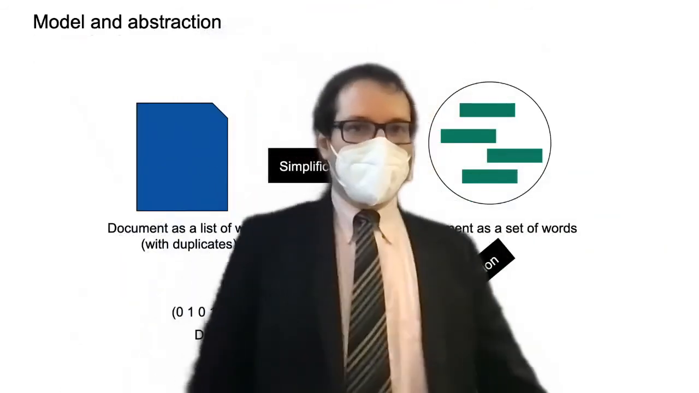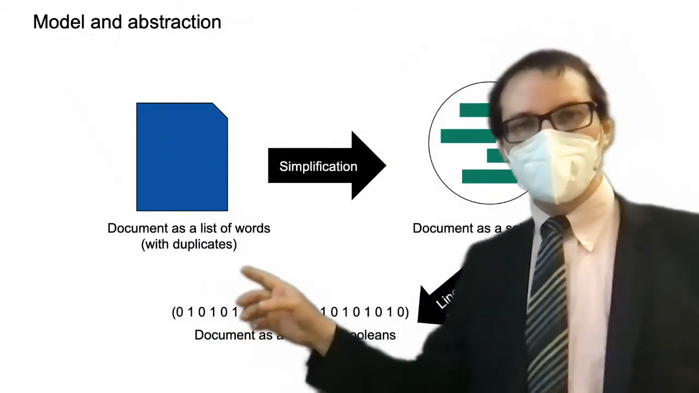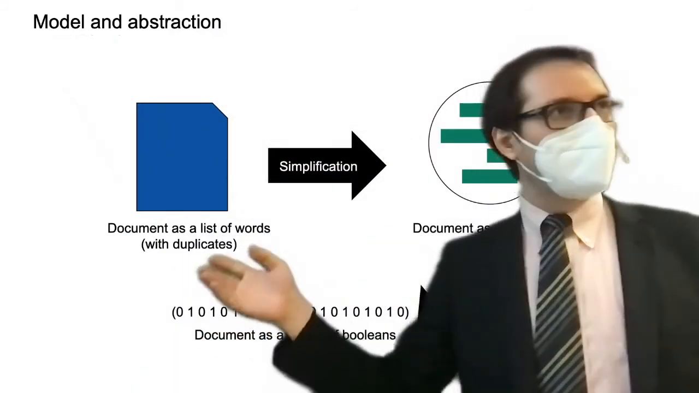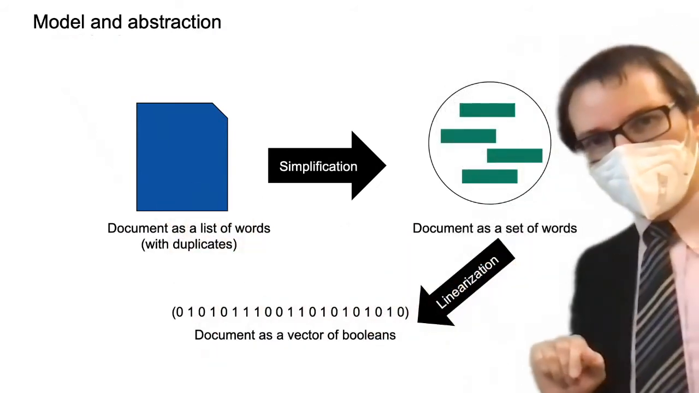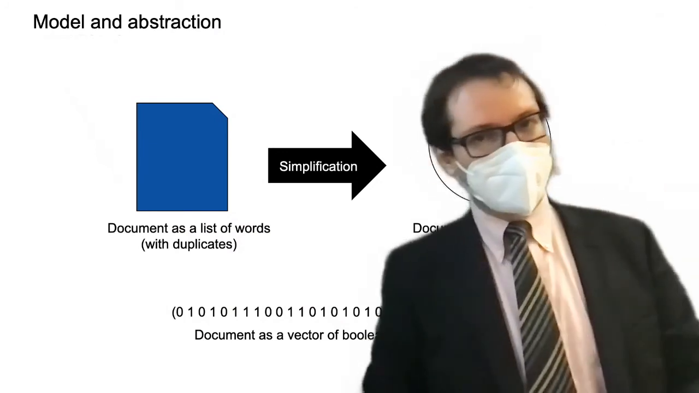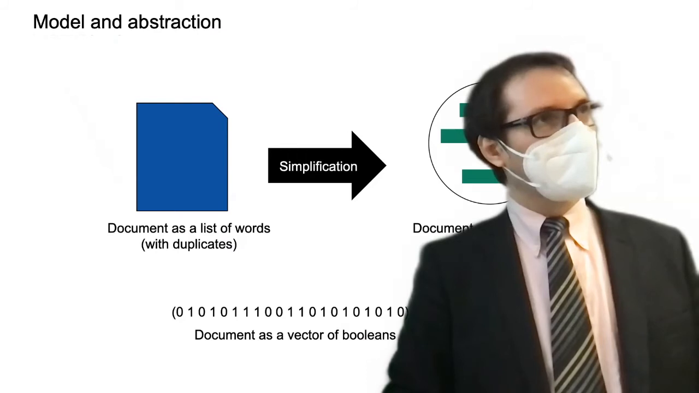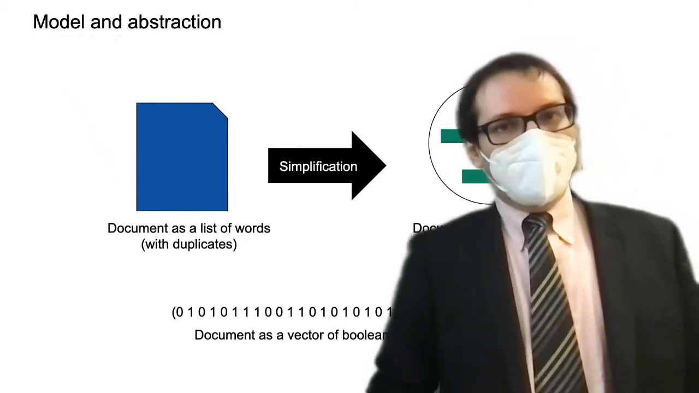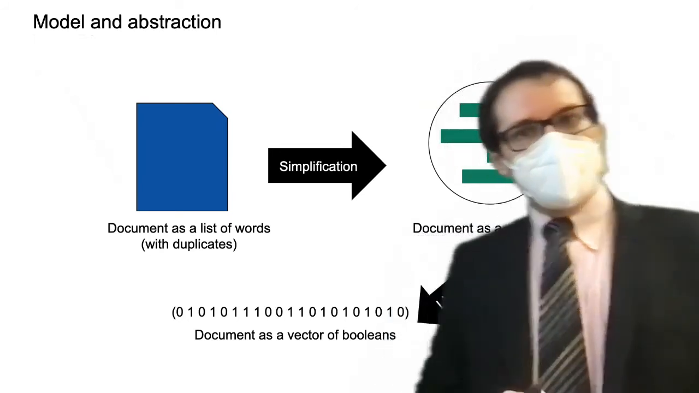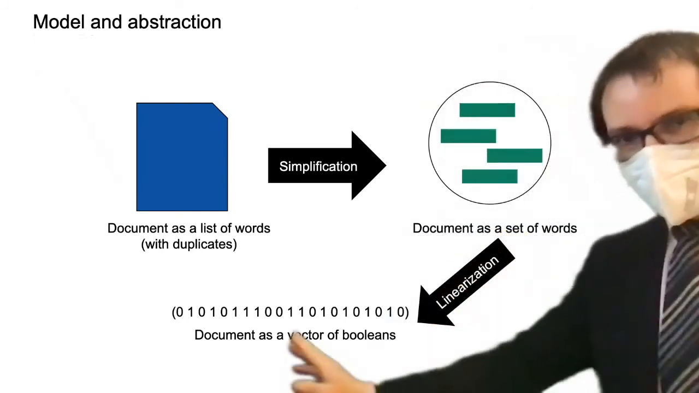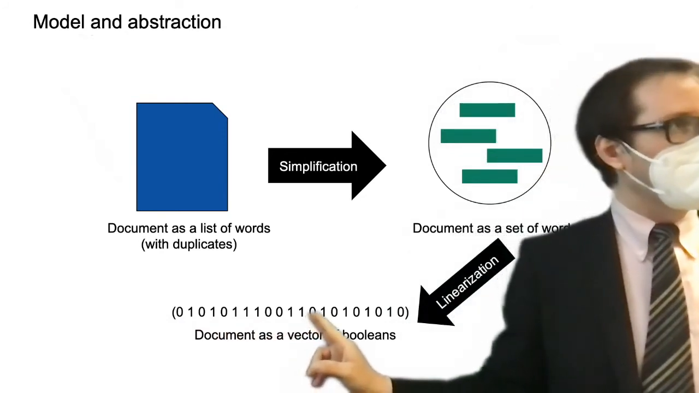Okay, so back to the model and abstraction. We have a document. This document is a list of words in its raw state. We simplified it to a set of words that gave us a vector of Booleans. This is what we did for the Boolean retrieval system, right? In the case of ranked retrieval, we moved to a bag of words. And here, that was a vector of numbers, right? This is what we did with the vector space model.